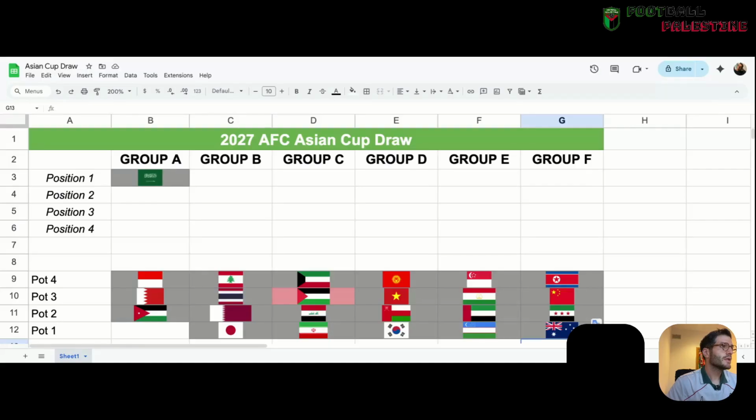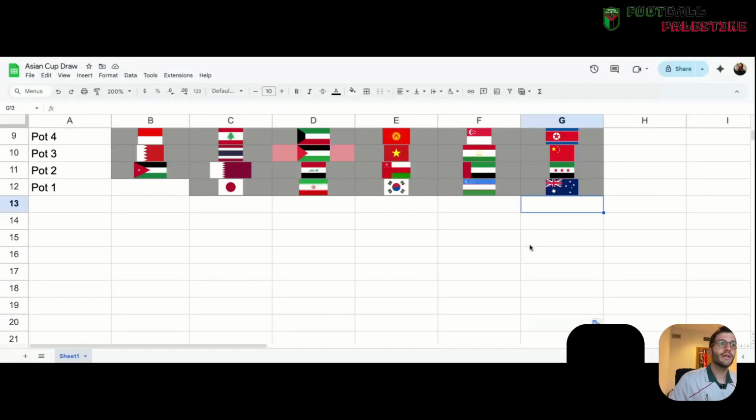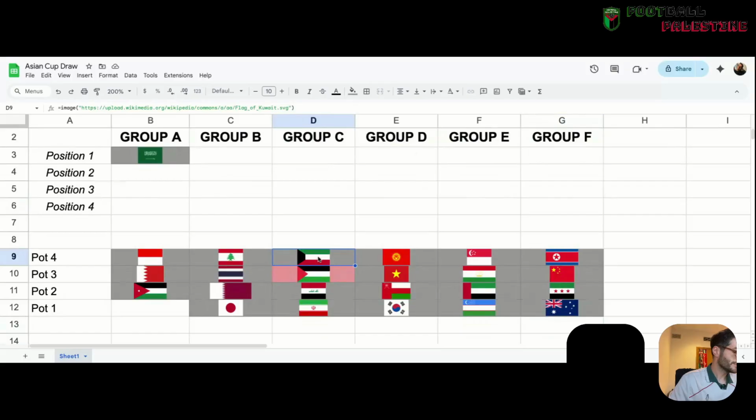And the first team out, so they're going to start with pot 4. Oh shoot! There goes my stream. Yeah, Kuwait is the first team out, so let's put them into Group A. Okay, so Kuwait, and let's see where they'll go.